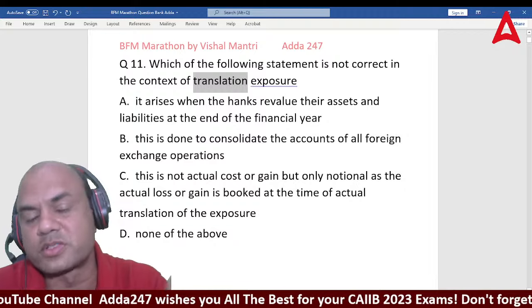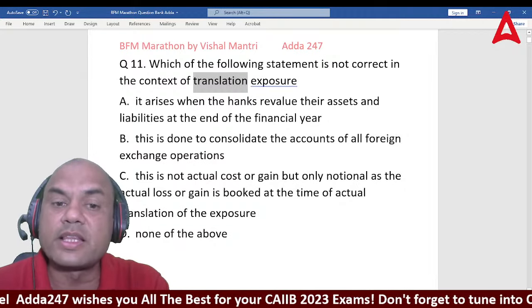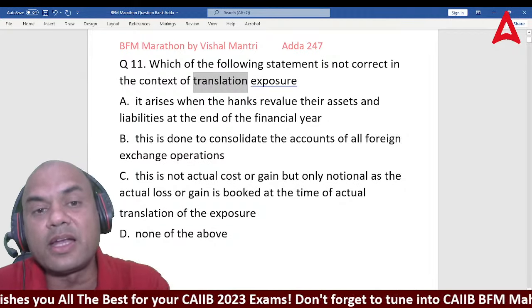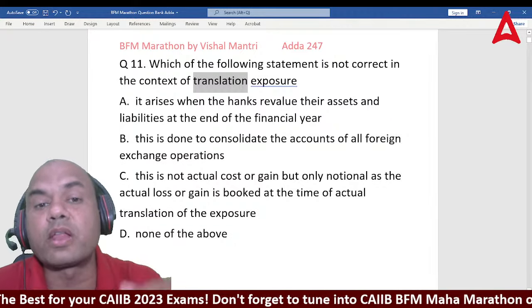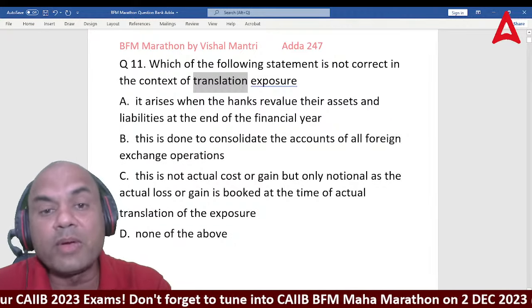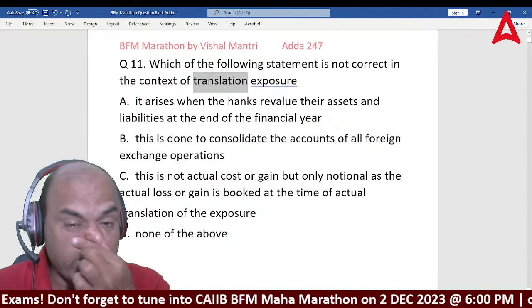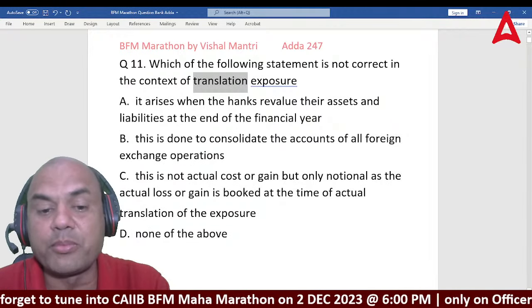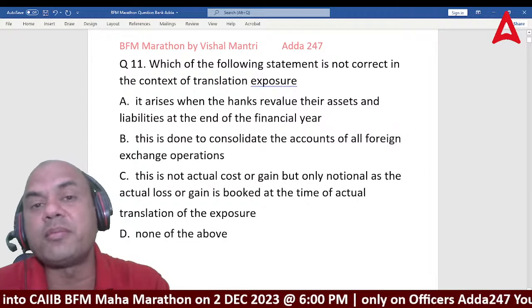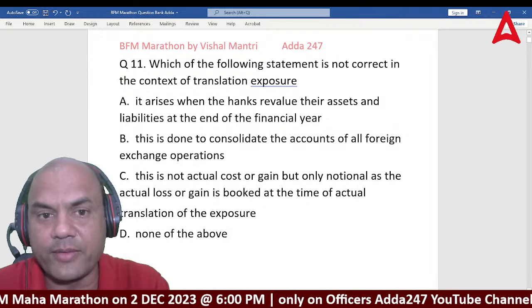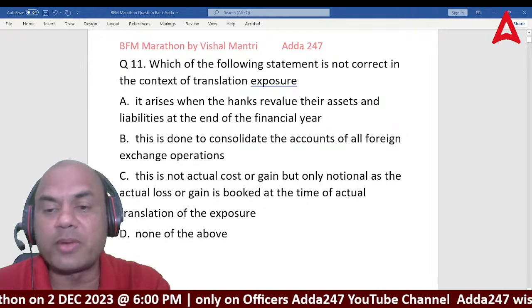Similarly, in Forex also. Translation means what? I am translating the profits which I have made in the foreign currency to my local currency. Now, why do I translate? The important part over here is, suppose I am SBI, let's say State Bank of India, okay? And what am I doing?